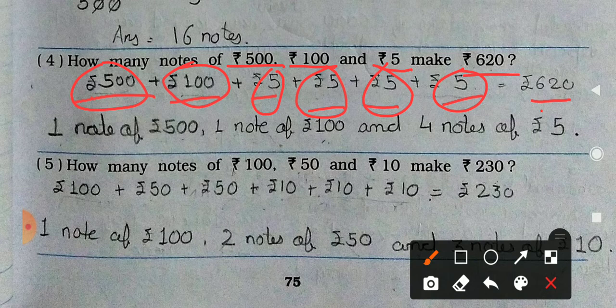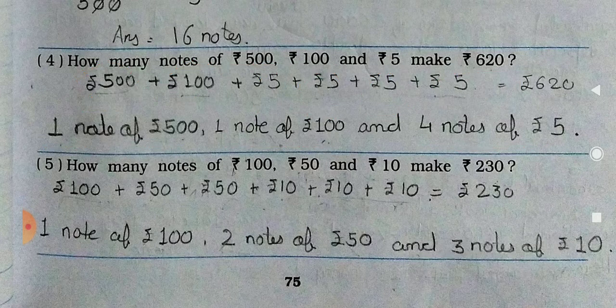500 plus 100, 600, 605, 610, 615 and 620. So, it's equal to 620, that is your answer. So, how many notes did we use? 1 note of 500, 1 note of 100 and 4 notes of rupees 5. So, we will get 620 like this.